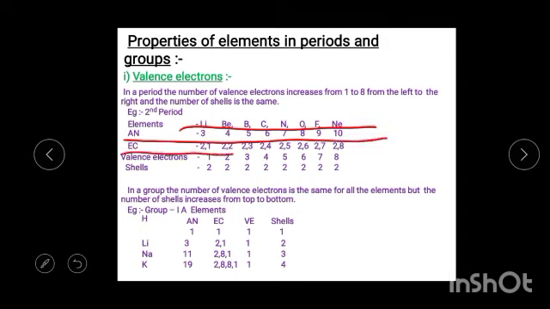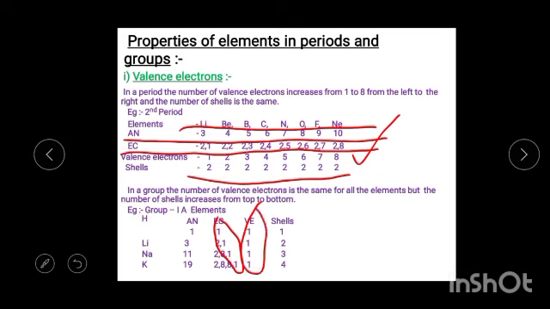If we check the electronic configuration, the number of valence electrons, here you can see 1, 2, 3, 4, 5, 6, 7, 8. So the number of valence electrons increases, but the number of shells remains the same. The number of valence electrons increases across the period. And in a group, the number of valence electrons remains the same.